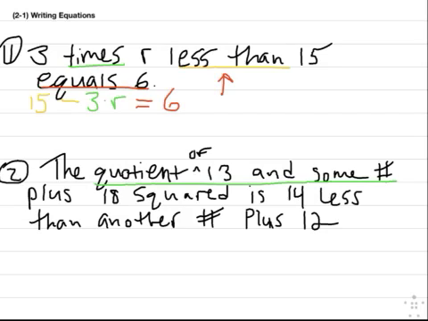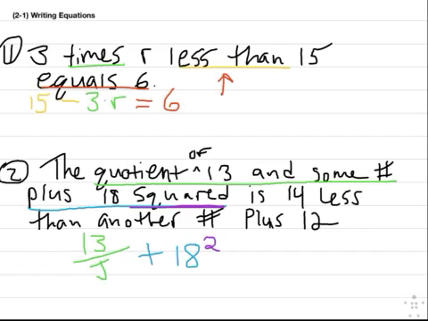So what does that look like? Well, we've got 13, and for quotient we just use a division bar, and some number. Let's call it j. The quotient of 13 and some number plus 18 squared. Okay, plus is addition and subtraction, so let's do blue. Plus 18 squared. For squared, we should use another color. So let's do 18 squared in another color there.